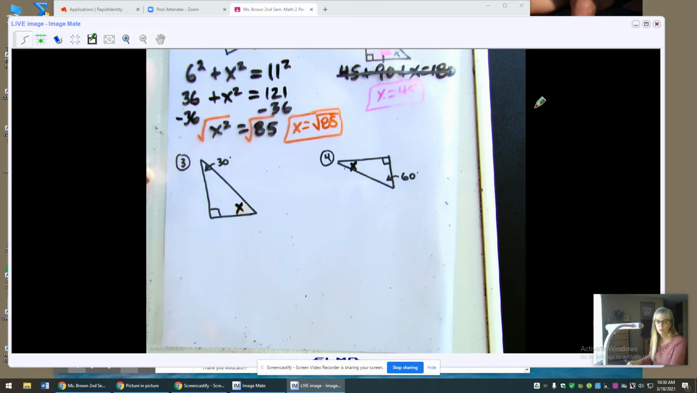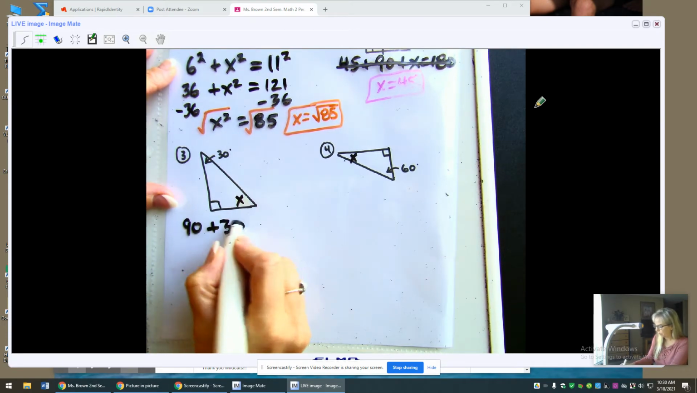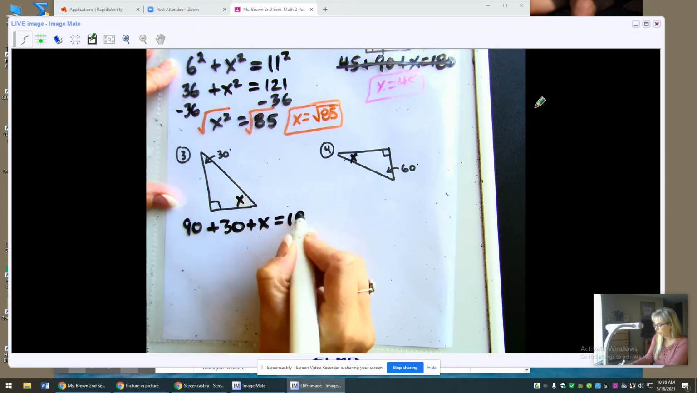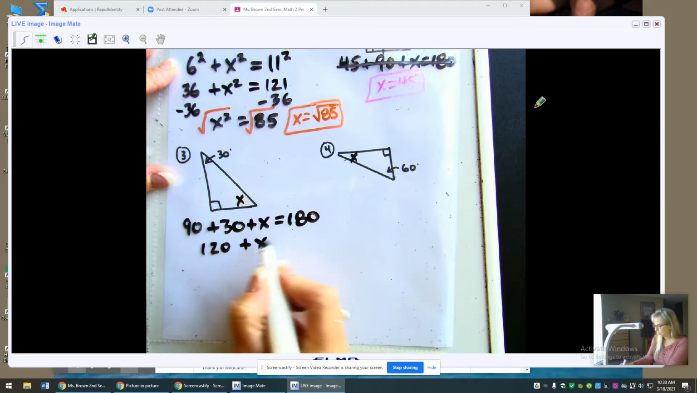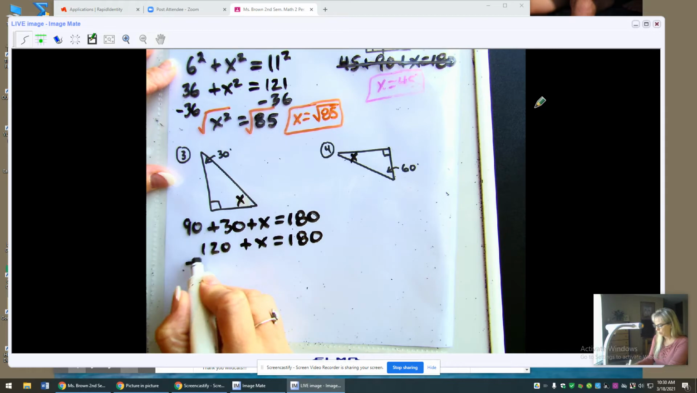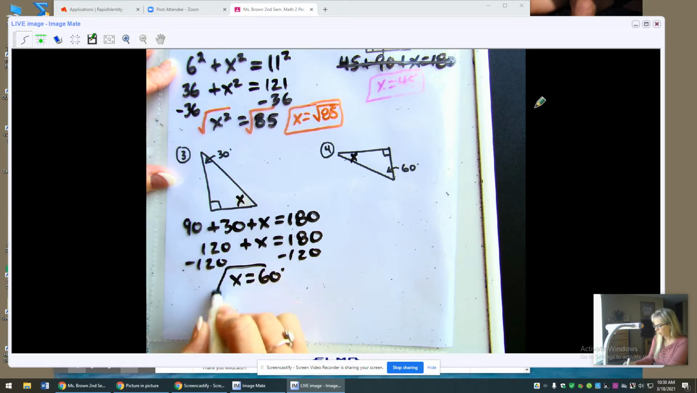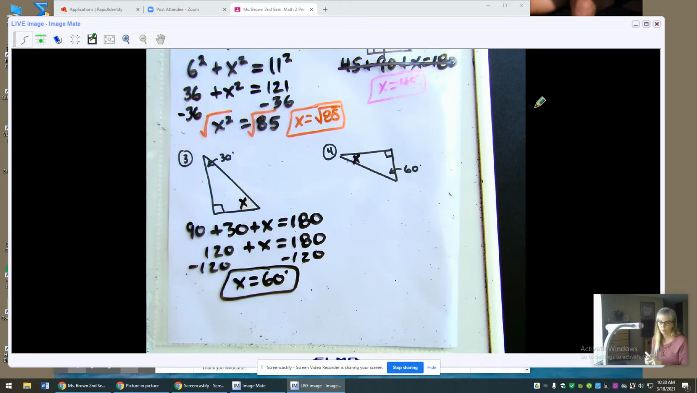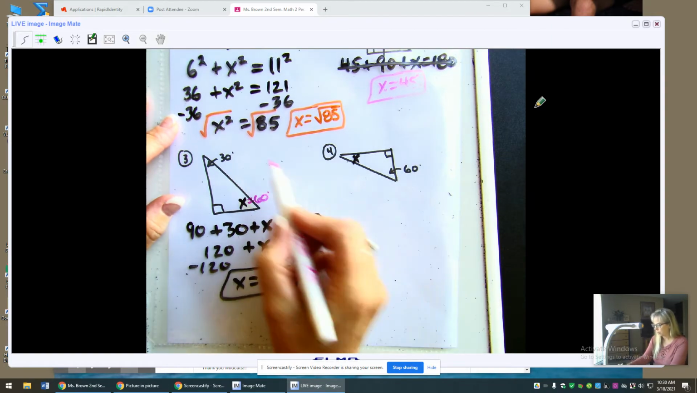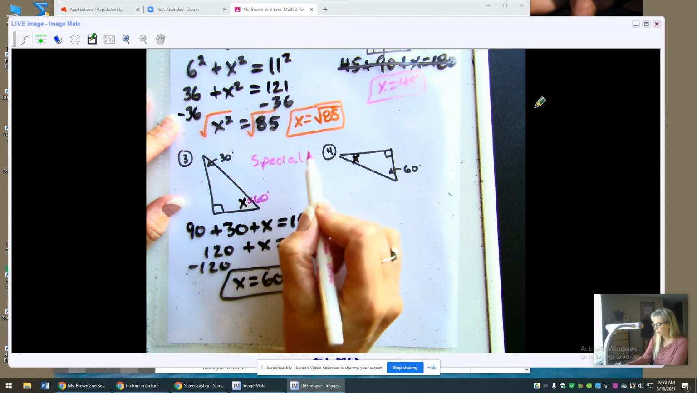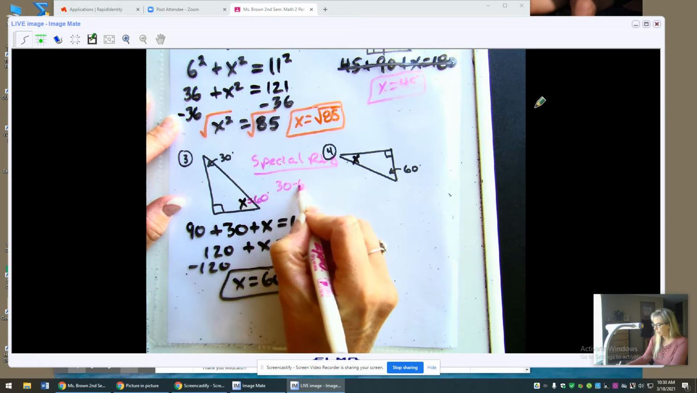We could use triangle sum theorem because we have a 90-degree angle and a 30-degree angle. We need to find the third angle, and they add up to 180 by triangle sum theorem. We get 120 plus x equals 180. Subtract that 120, and x is 60 degrees. That is the other type of special right triangle. Special right triangle. This one's a 30, 60, 90 triangle.